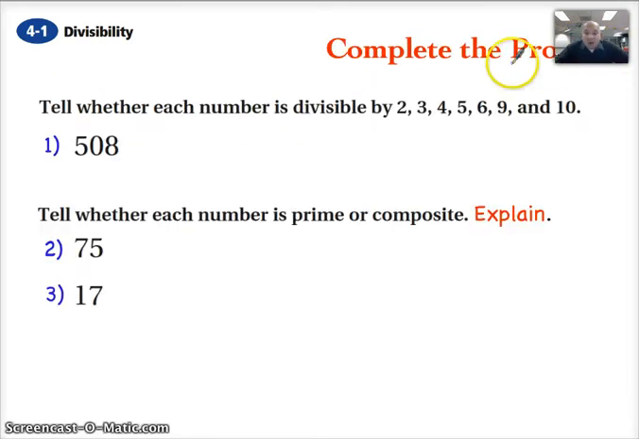Last problems are complete the problems. These are for you to do. For number 1, it says tell whether each number is divisible by 2, 3, 4, 5, 6, 9, and 10. Take that number through the divisibility rules. You might have to turn back this video to that page where you can tell. And then it says tell whether each number is prime or composite.